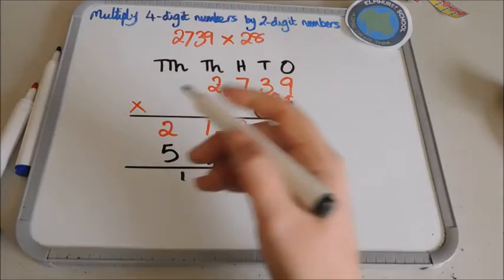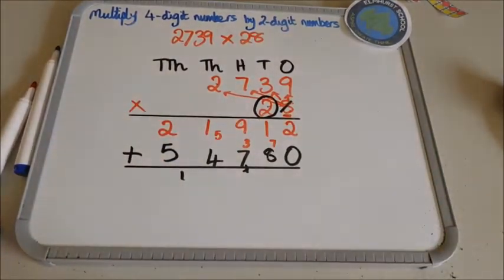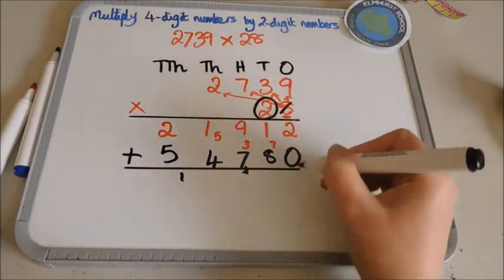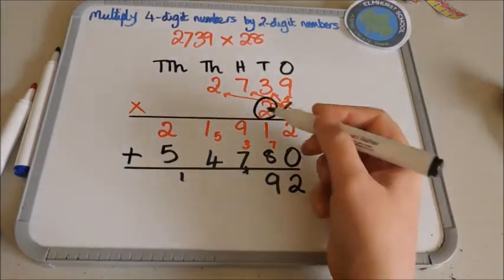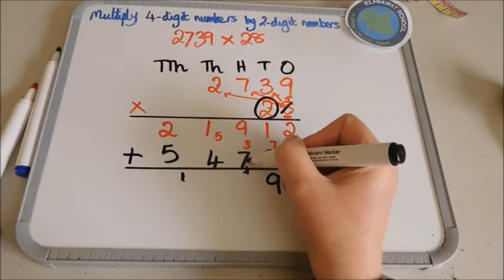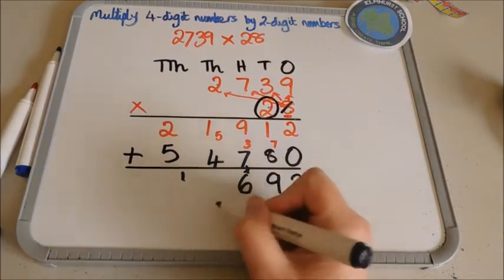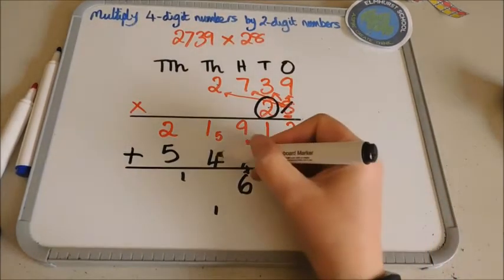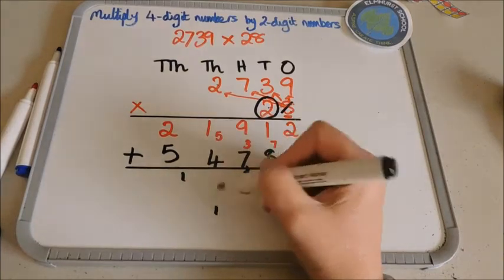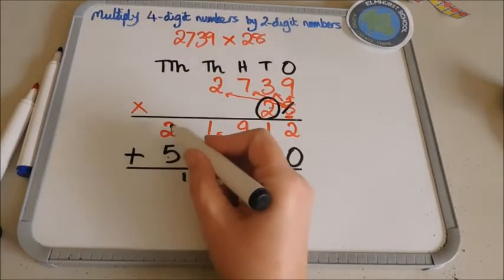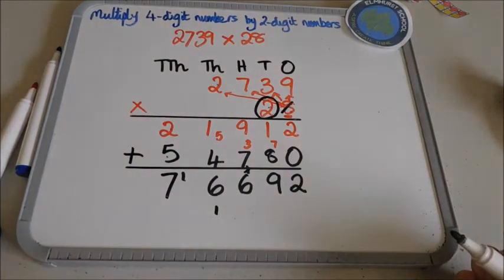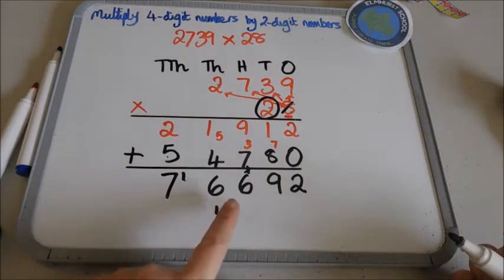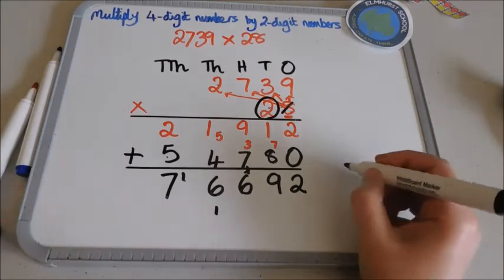I'm going to draw a line there because I'm now going to add these up. Okay, 2 add nothing is 2. 8 add 1 is 9. 9 add 7 is 16. 6 down, carry 1. 4 add 1 is 5 plus 1 is 6. And 5 add 2 is 7. Okay, so my answer altogether is 76,692.